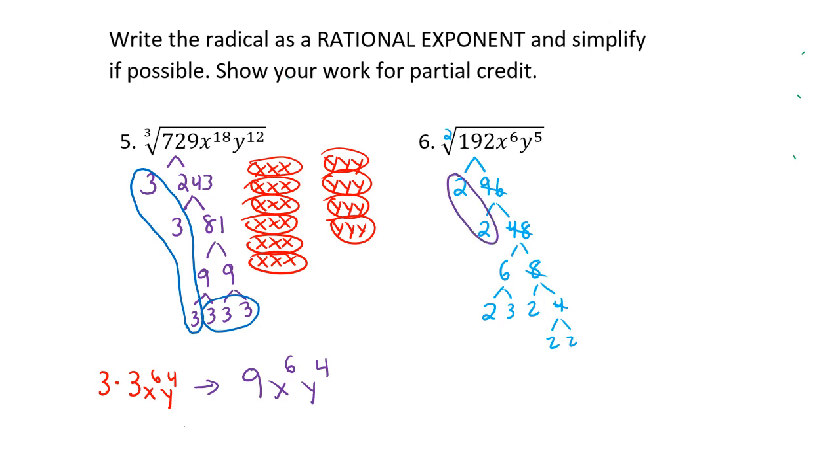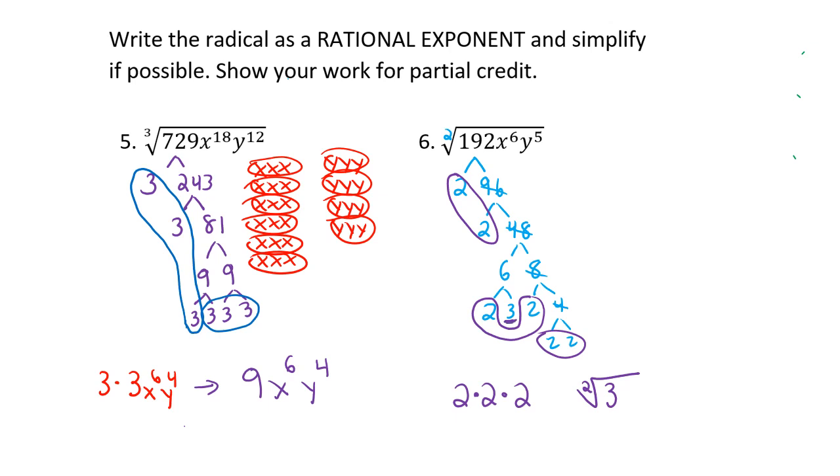I have 2 of the same number here, 2 of the same number here, and 2 of the same number there. I have 3 circles for 2's. So outside the radical, I'm going to have 2 times 2 times 2, 1 for each of the 2's that I circled. However, I will have a 3 left inside the radical because I couldn't circle that with anything.